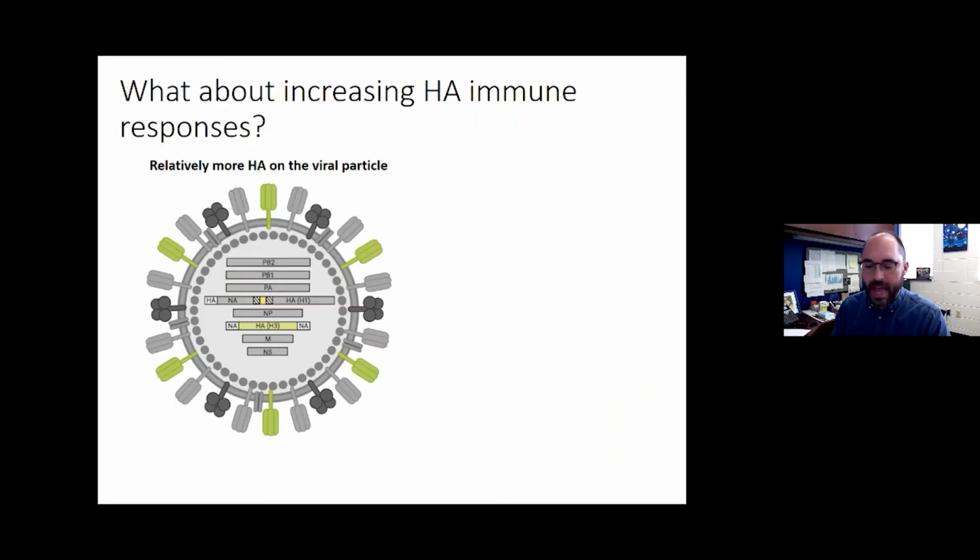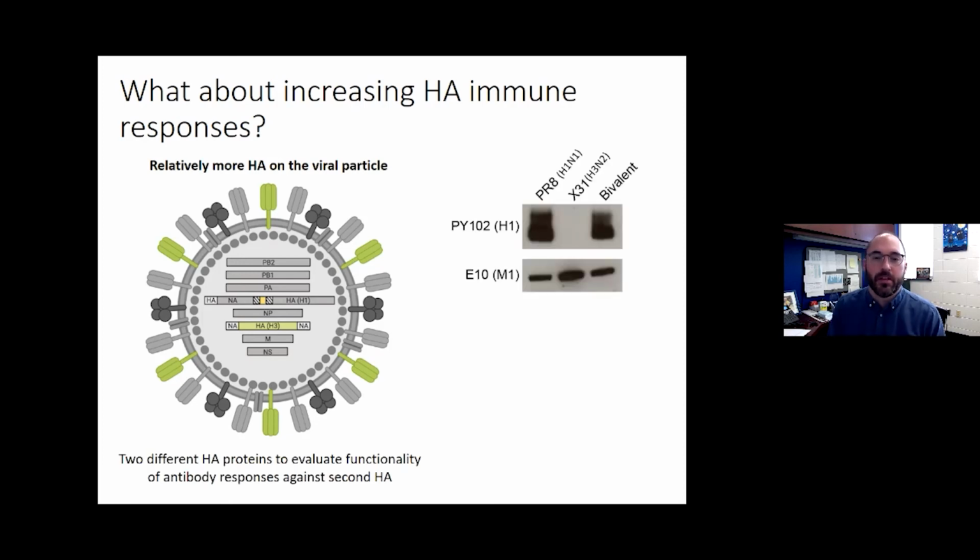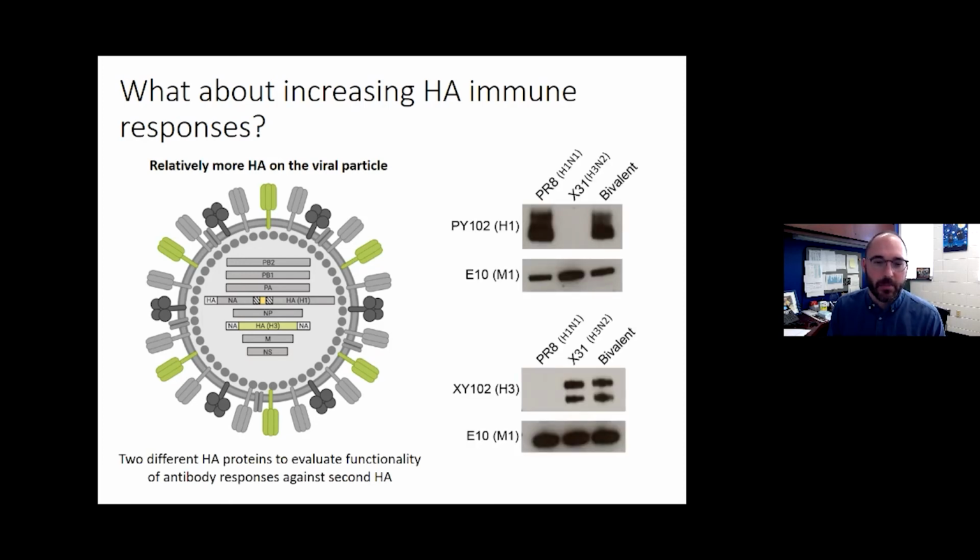Right, but that was only half of the equation, right? The approach that I just talked about may be useful for increasing the breadth of protection, but what about doubling down on HA and increasing HA responses to really make a specific and strong response to a particular hemagglutinin? The approach that I'm showing you on the left is a genomic rearrangement approach that our lab developed, and I don't have time to get into the details.